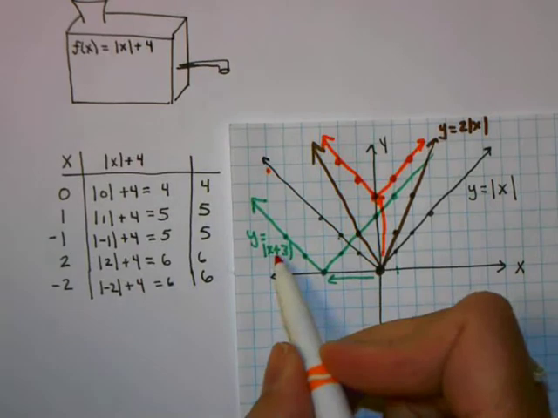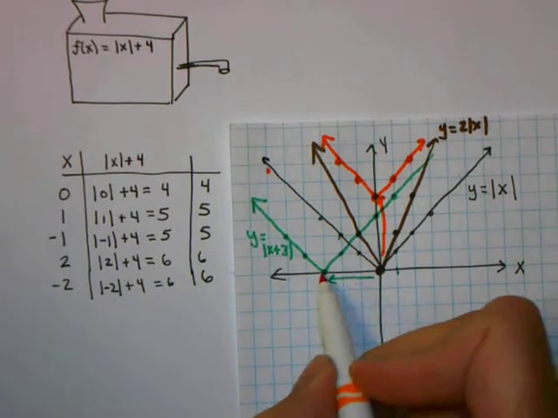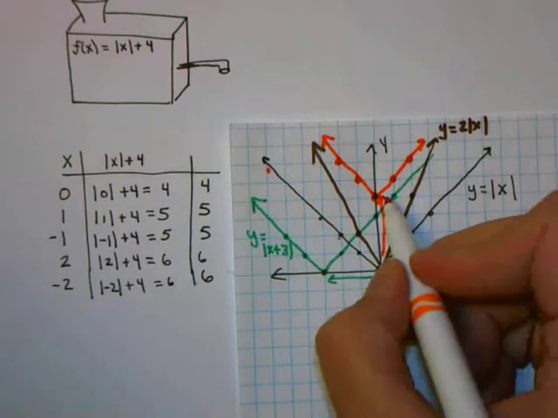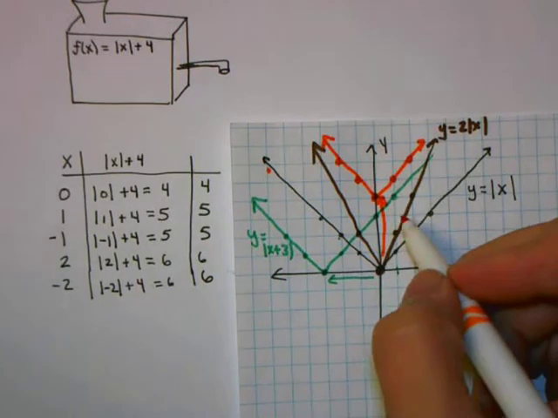So adding a number inside the absolute value bars shifted our graph over. Adding a number outside the absolute value bars seemed to shift our graph up.